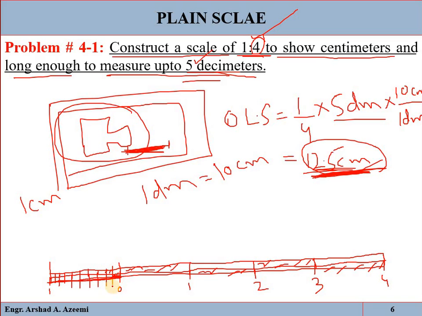Okay, here you can see 0, 1, 2, 3, 4, 5, 6, 7, 8, 9, 10. Mean this is 1 decimeter or 10 centimeter, because 1 decimeter is equal to 10 centimeter. And at this side it is representing decimeter, and at this side it is representing centimeter, and below the scale just write the representative fraction, that the representative fraction is 1/4. Okay, so that is just a plain scale which we have constructed.